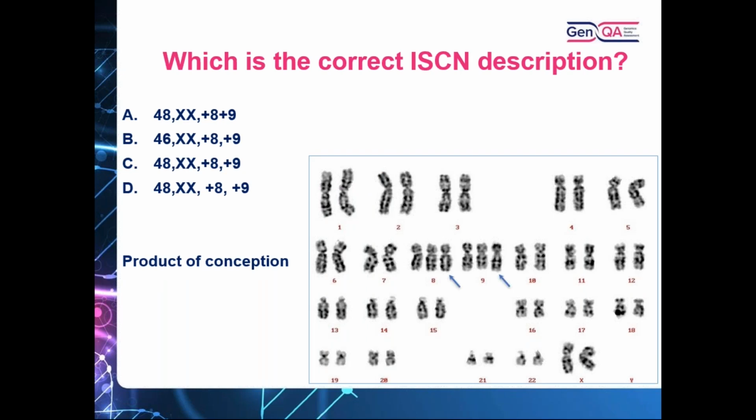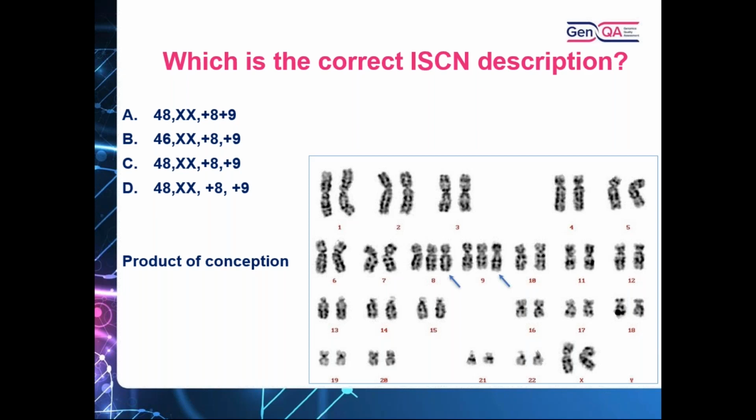So, which is the correct ISCN description? Is it A, is it B, is it C, or D? Now, Melody's going to put up a link for you to answer. You should get a box pop up on your screen and you'll be able to select one of the answers. I'll give you a little while to think about it and press your button, and then we can close the poll and we can see how everybody voted.